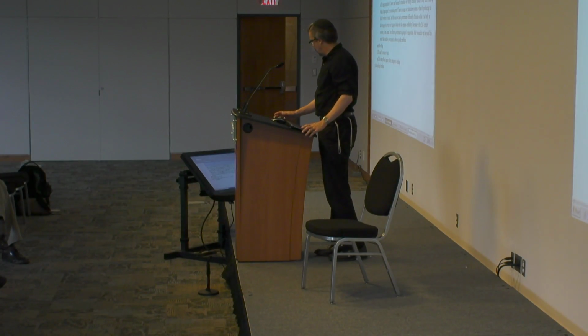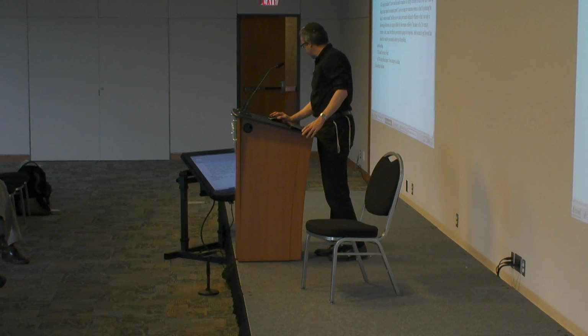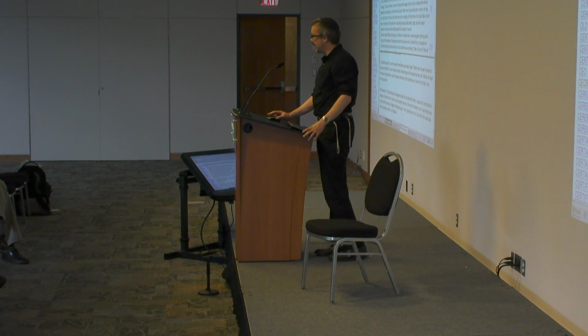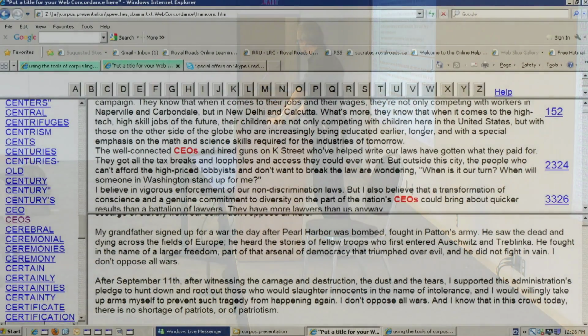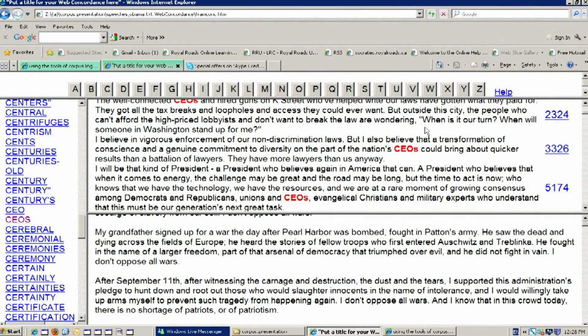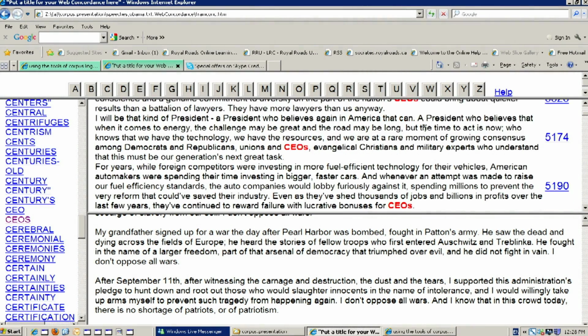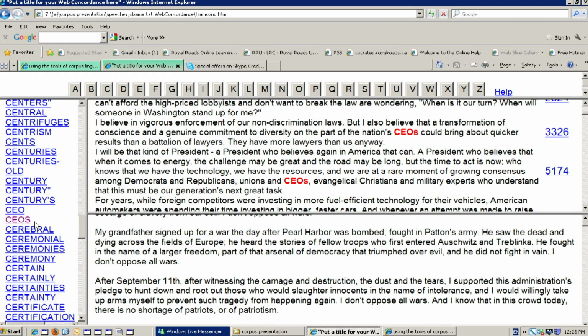When Obama starts talking about CEOs, it's a good predictor for CEOs entering the media more generally in various stories. So again, it behooves us to understand what his understanding of CEOs is. CEOs and the value of work. So let's go to the corpus and look at CEOs. This is something I really like about Obama: terribly consistent. This goes back to 2005. If you look at almost every instance of CEOs, the well-connected CEOs and high-ups, the nation's CEOs could bring about quicker results than a battalion of lawyers, unions and CEOs. Wait, let's go to CEO.